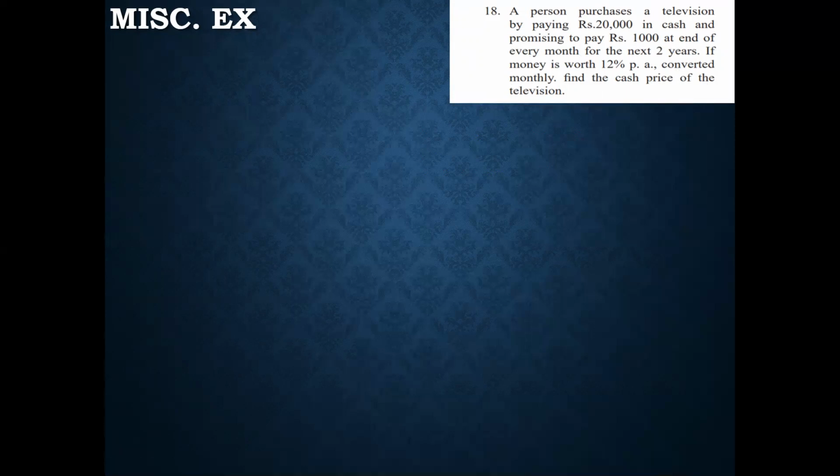So a person has booked a television he has liked and he has already paid 20,000 to the dealer. But what he told is the remaining amount I will be paying at the end of every month, that is 1,000 rupees for the next 2 years. So if the money is worth that much and the rate of interest charged is 12% per annum, you have to find the cash price of the television set. That means we have to find the present value of the 1,000 rupees that the person will be paying for the next 2 years.